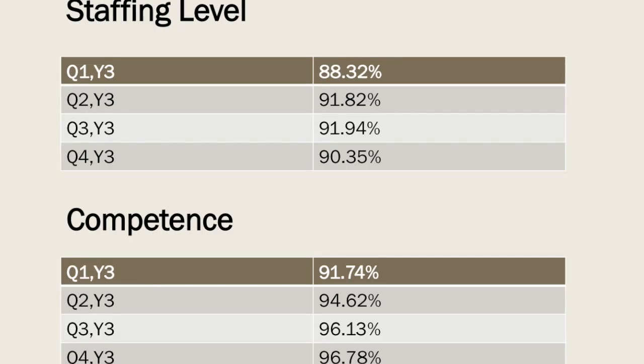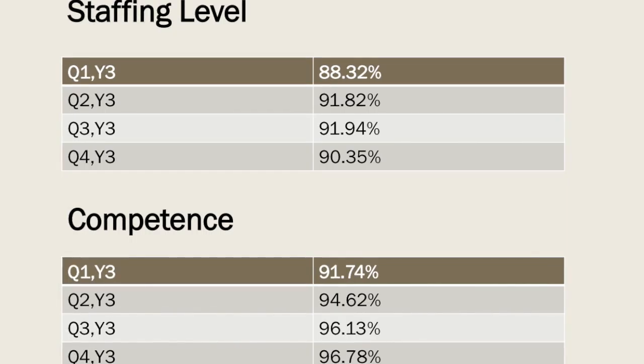Here, the human resource department always keeps stable conditions. In quarter 1 for year 3, the staffing level always kept at 88%. So we only talk about this year.